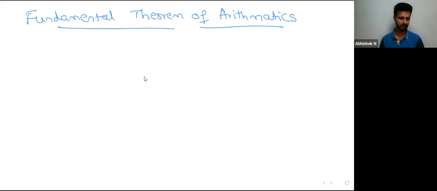What do you mean by fundamental? Anyone can unmute and tell me, or just put it on the chat box.